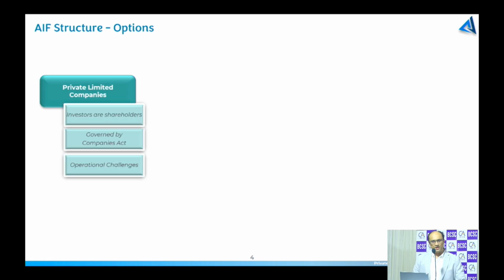Let's understand the structure options. AIF can be set up as a private limited company. So under a private limited company, all investors become your shareholders. It is governed by the Companies Act. And because of that nature, it has its operational challenges. Every time a new investor comes in, you have to do your private placement processes, your pass-through filings, your board meetings. So every time you have to onboard a new investor, it becomes operationally difficult.